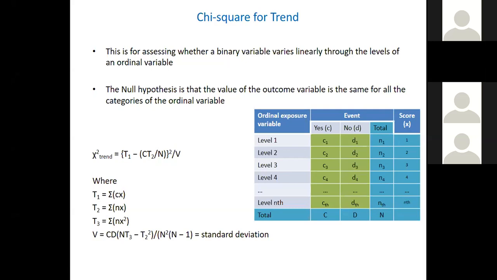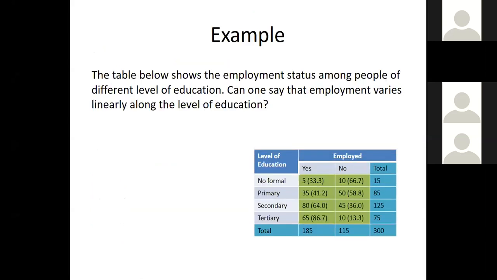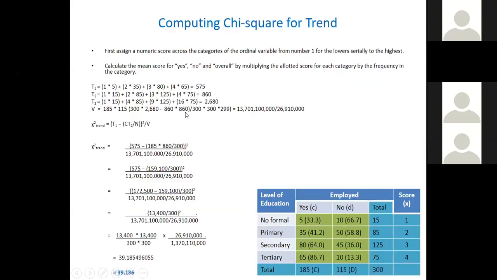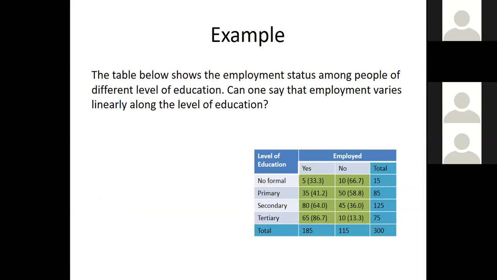Look at the example we have here. This one is just the formula to demonstrate it, and sometimes you may be lost in the formula. I just put it there. If you have the slide, go and look at it, because sometimes formulas can confuse people. But if you let people see real-life data, you can make reference back to the formula. I usually prefer that. The table will show the employment status among people of different levels of education. It's the same data file we are using. Can you say that employment varies linearly along the level of education?